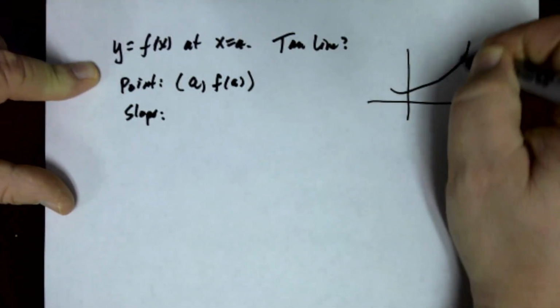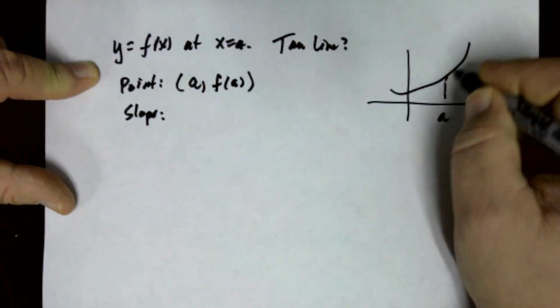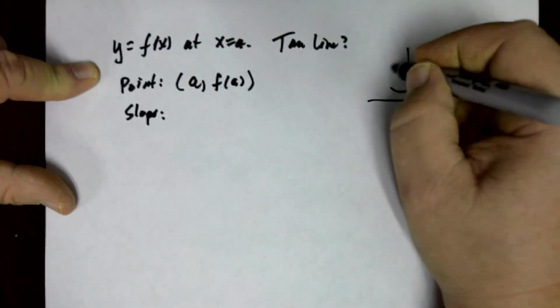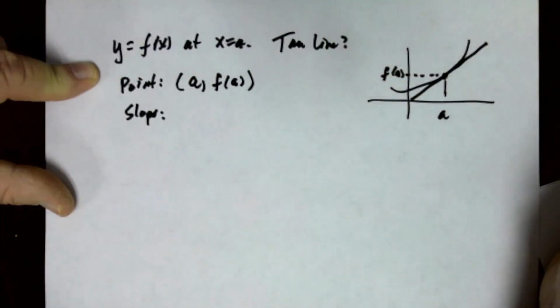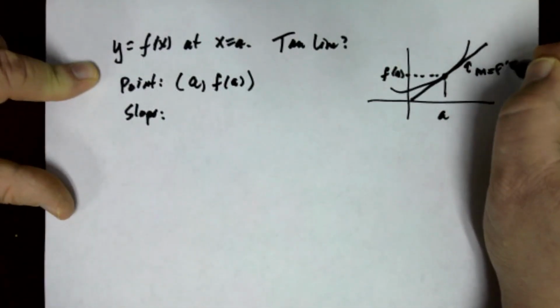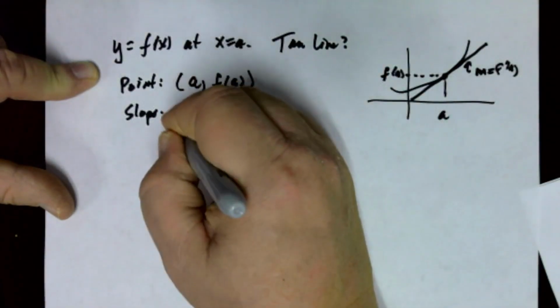So graphically, if you're sitting here at the point A, your tangent line should look like that. And so the point that the line goes through would be a comma f of a, and then the slope of the line is f prime of a. Okay, so f prime of a.